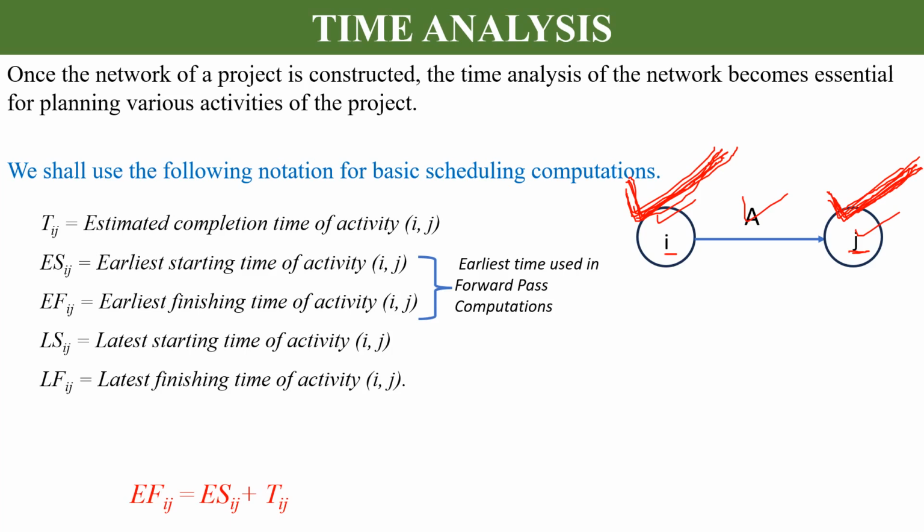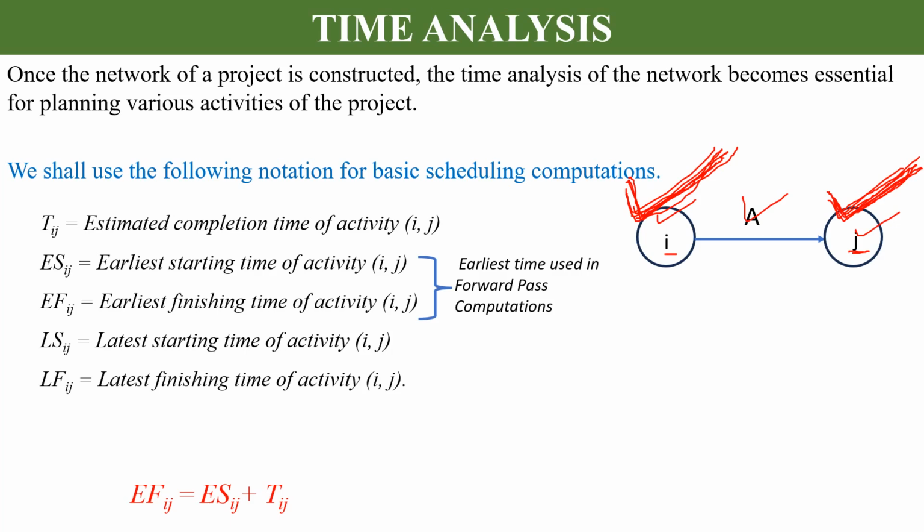Next we see the relationship between ESij and EFij, that is EFij equals ESij plus Tij, which means earliest finishing time equals the earliest start time plus activity time.